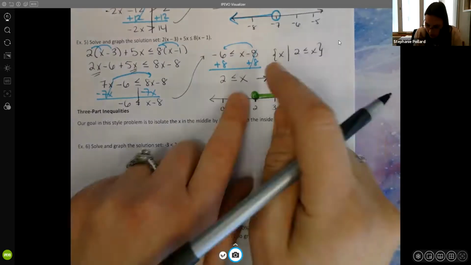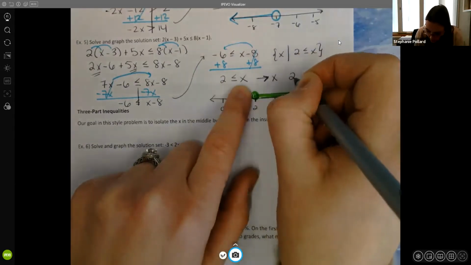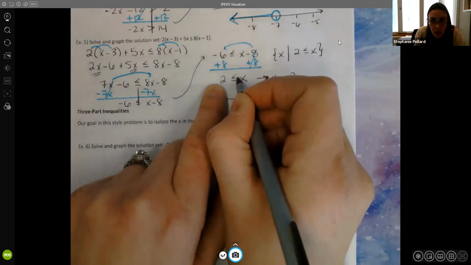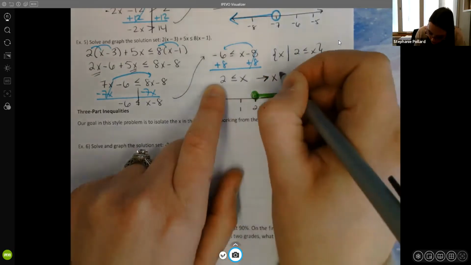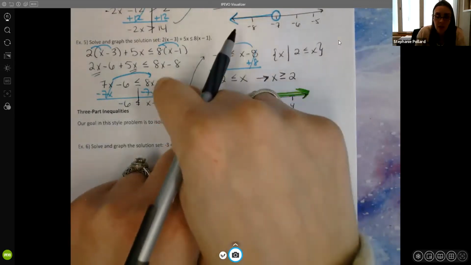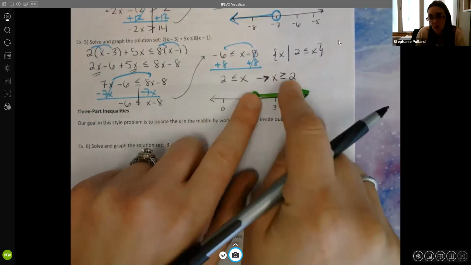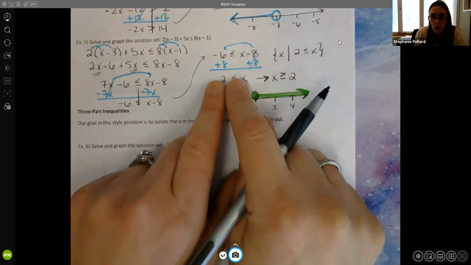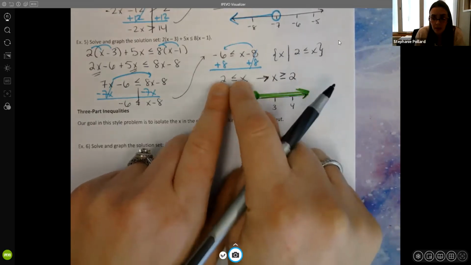Just be careful. So if I'm going to switch this around, the little end has to go with the 2 and the open end has to go with the x. Okay, this is not the same as flipping here because of a sign change. This is, I want the same answer. I just need to rewrite it because I'm having a hard time reading it. So when you're doing that, just make sure it stays the same.